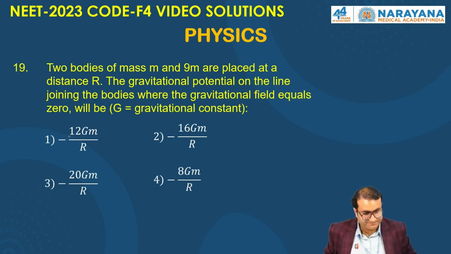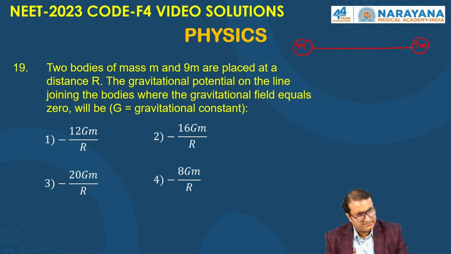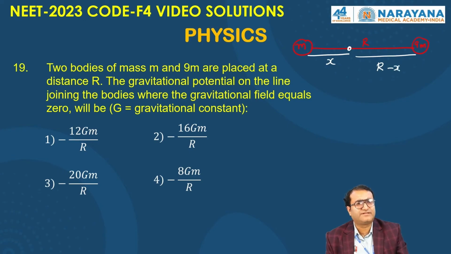Question number 19. Little calculative. Two bodies of mass m and 9m are placed at a distance r. The gravitational potential energy on the line joining both the bodies where the gravitational field equals 0 will be? First of all, you have to locate the point where the field is 0. One is mass m, one is mass 9m, both are at a distance of r. I'll consider a point. Let us say this distance be x and this distance be r minus x.